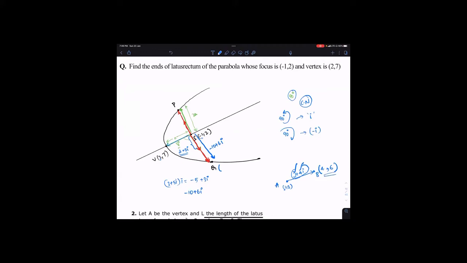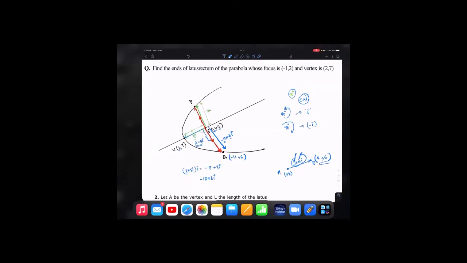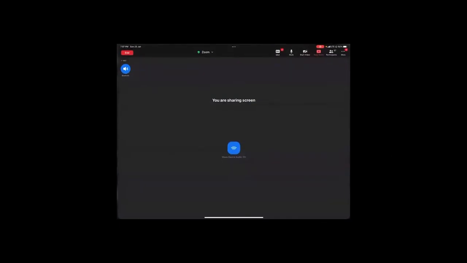In the same way, what will be the coordinates of Q? To minus 1, add the X component, minus 11. To 2, you add the Y component, that is 6. You got one end of the vector. Now one end is enough, the other end is easy, because the midpoint of PQ is S only. Na? So you can find P. Okay. Is that clear, guys? Just that rotation part I want to explain.